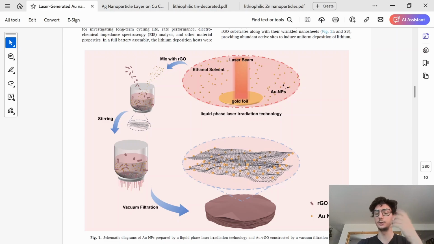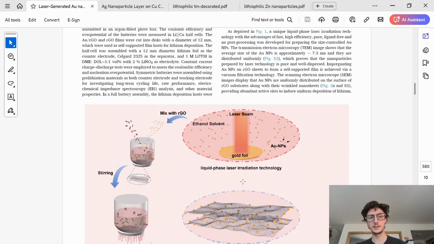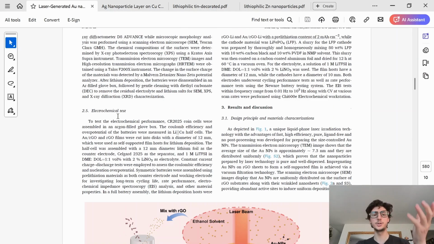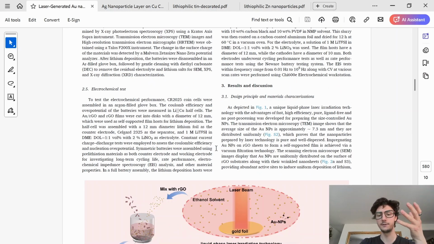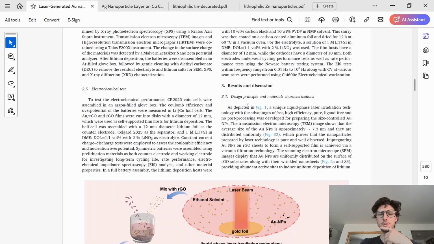And this is what they think it looks like. Does it actually look like this? Who knows? This is, I think, a graphical 3D computer generated illustration of this. I'm not sure if that's exactly what ended up happening, but that's why this kind of experimental section exists, so they can confirm if they actually developed this. So let's take a look at the next section, results and discussion, design principle and material characterization.